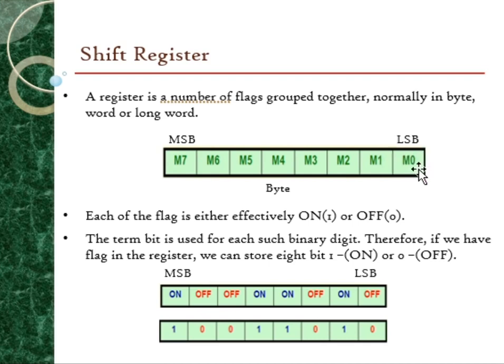Each of the flags is either effectively on or off depending on the input from the outside. The term bit is used for each such binary digit, and therefore, if we have flags in the register, we can store it from bit 1 to bit 8 with the value of on or off. This is an example, okay? So you have 01011001 here. So it is stored in this data register, which is the shift register.